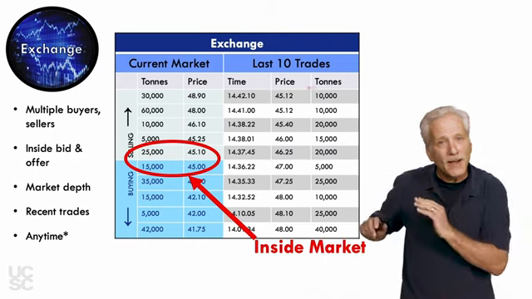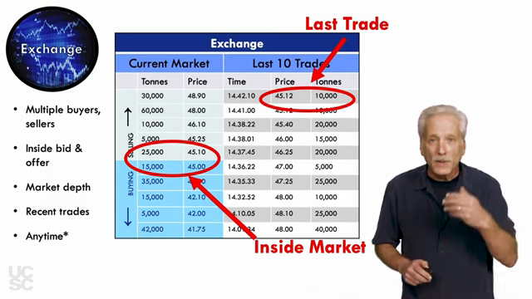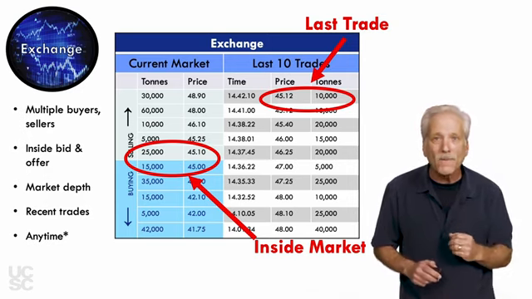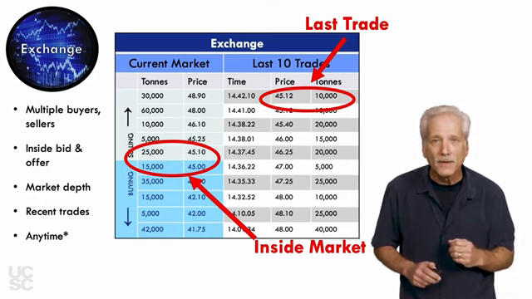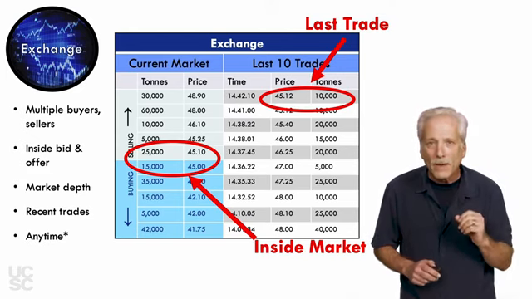Now on the right-hand side, we see trades that have transacted. All right? Historically speaking, the most recent trades are at the top. That's the last trade. The last trade was 45.12 for 10,000 tons. The oldest trade on the screen, all the way at the bottom, was 48 for 40,000 tons.